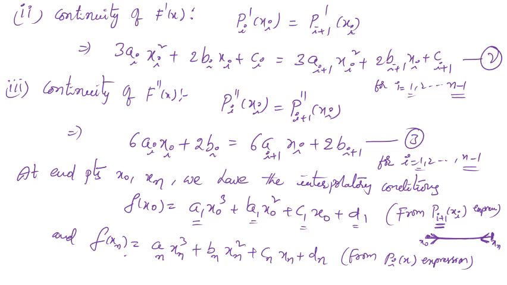Why am I using this? Because I have to get towards this side, not the xn plus 1 side. So let us use Pi of x. Okay, these are the conditions, and take these two conditions as equation 4.